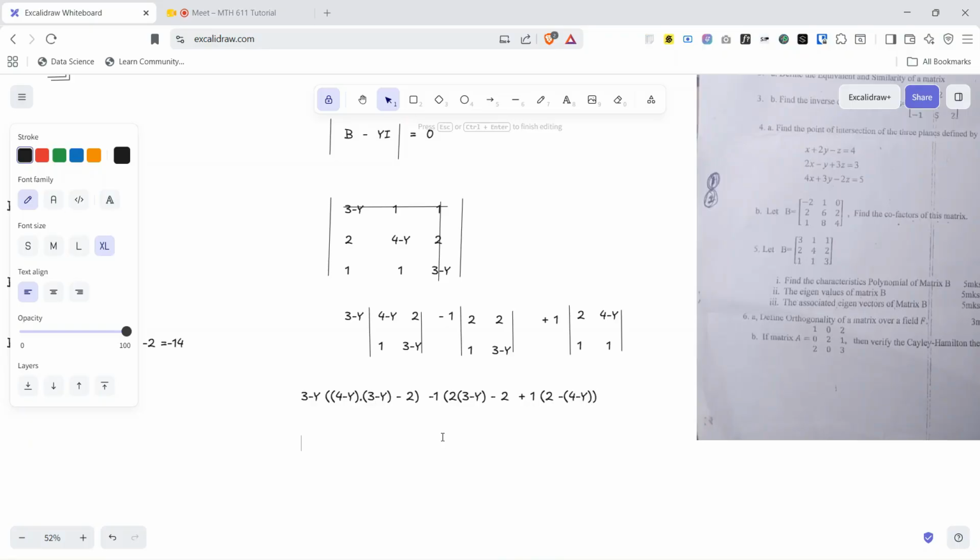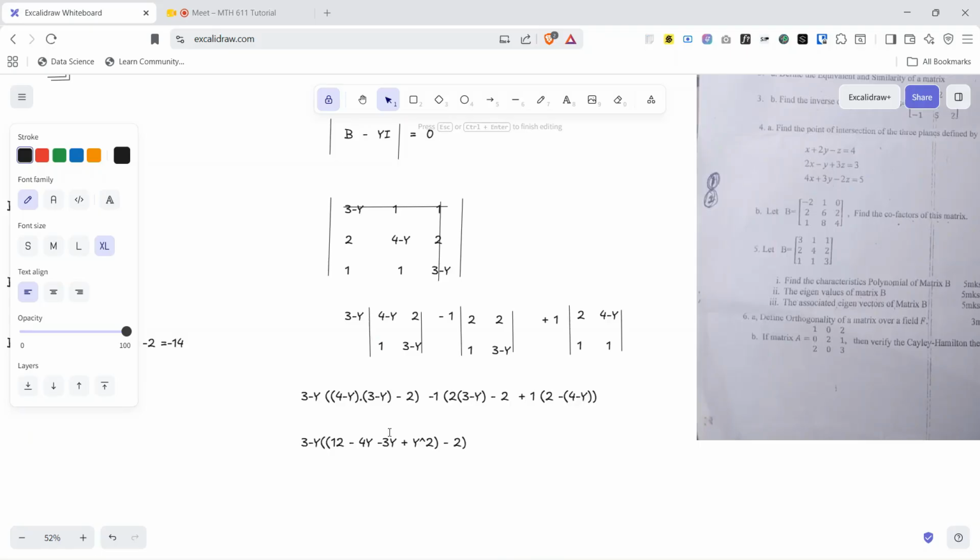So now we are going to multiply this. First of all, we have 3 minus lambda into 4 minus lambda. 4 times 3 is 12, minus 4 times lambda, that's 4 lambda, then minus 3 lambda, then plus lambda squared, lambda raised to power 2. So close brackets. Lambda squared, then minus 2.